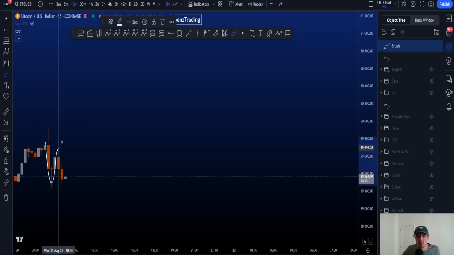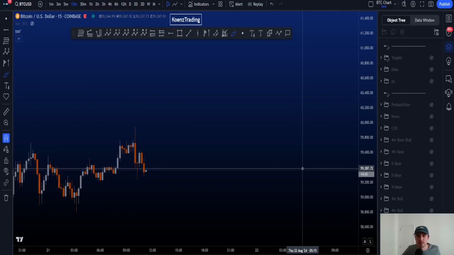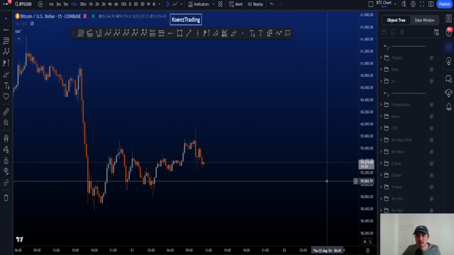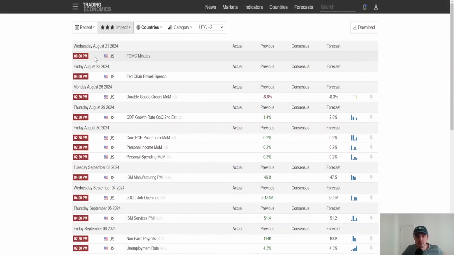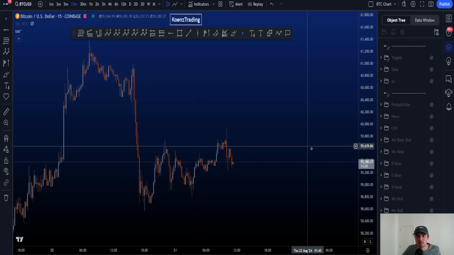And based on the local range, the 3, 5, 15-minute time frame, the structures, continuous bullish or bearish CVDs, I can make better decisions. Now we also have some news today, so make sure you trade safe. 8 p.m. Central European Time, FOMC minutes, so it might increase some volatility.